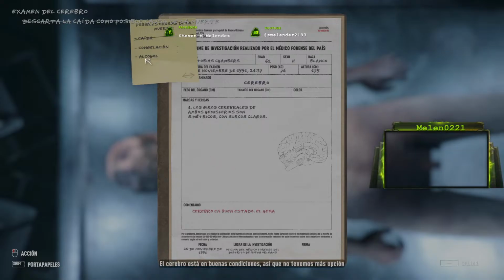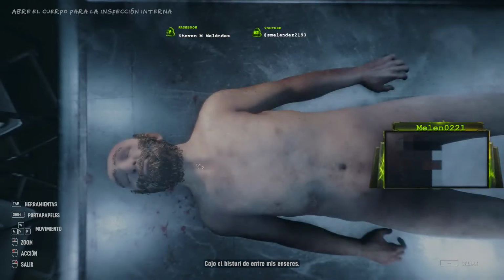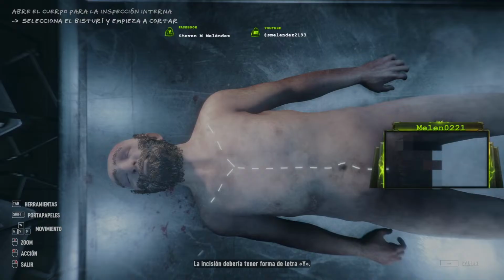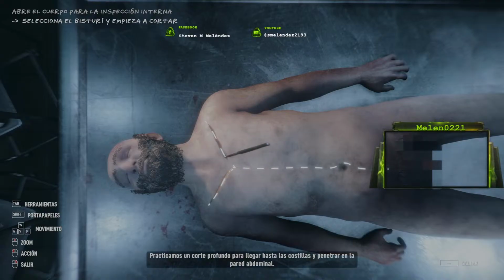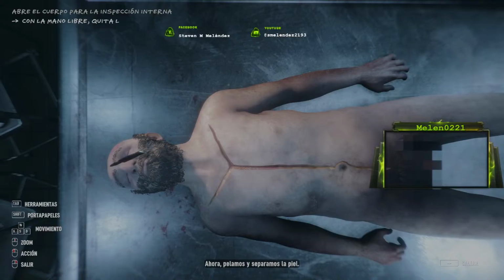Brain is in good condition, so we have no choice but to proceed to the internal examination of the other organs. I grab a scalpel from my kit. The incision should be in the shape of a letter Y. We use a deep cut to reach all the way to the ribs and to penetrate the abdominal wall. All right, now we peel back and separate the skin.